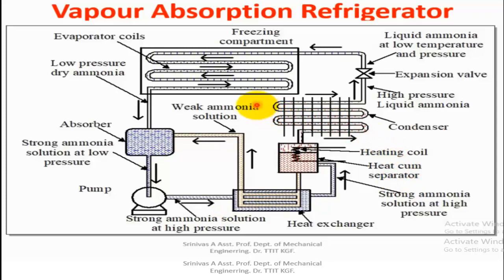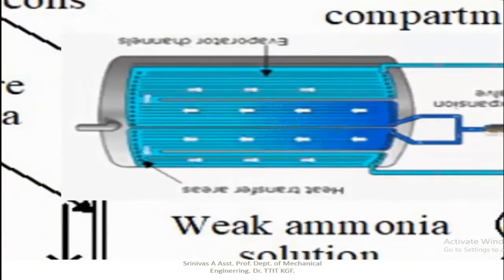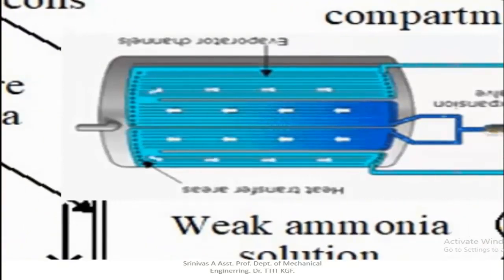Now coming to the working. We'll start with the freezing component, that is, the evaporator coils. In the freezing component, the evaporator coils will be here, and at the entry of this freezing component, the ammonia is in liquid form at low pressure and low temperature. This liquid ammonia, while passing through the coils, will gain the latent heat of the freezing component. It will gain the latent heat, and it will create the cooling effect in the freezing component, and while gaining the latent heat, this liquid ammonia gets converted into vapor.